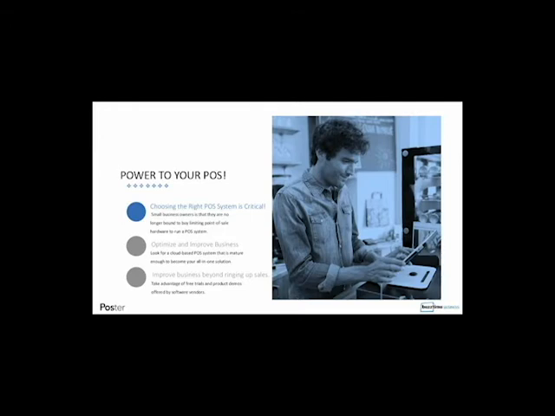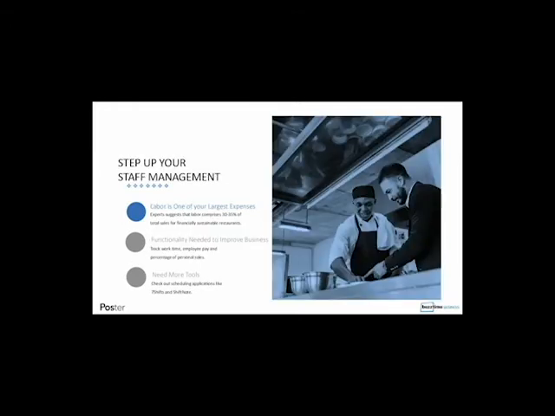Another way to improve business: along with food and beverage purchases, labor is your largest expense. Experts suggest that labor comprises 30 to 35% of total sales for financially sustainable restaurants. So it only makes sense that you look to managing your teams as a way to improve business for the new year. POS solutions like Poster POS can cover a huge portion of the functionality you need to improve business by improving employee management.